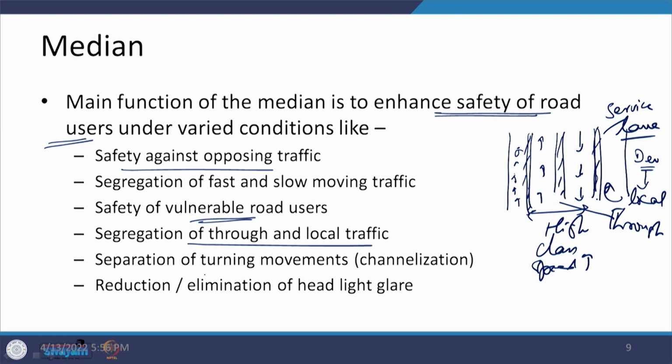Separation of turning movements by way of channelization. They will not be defined as a median. So, it is a sort of a channelization which we will be talking about when we take up the intersections.